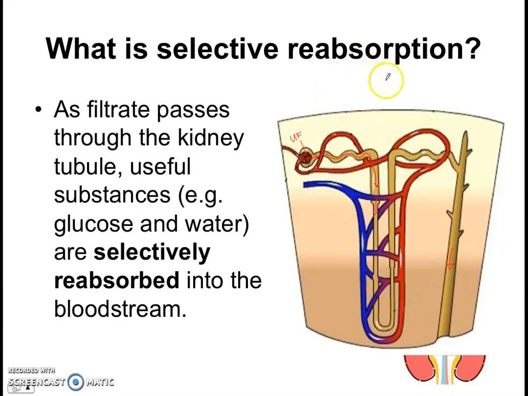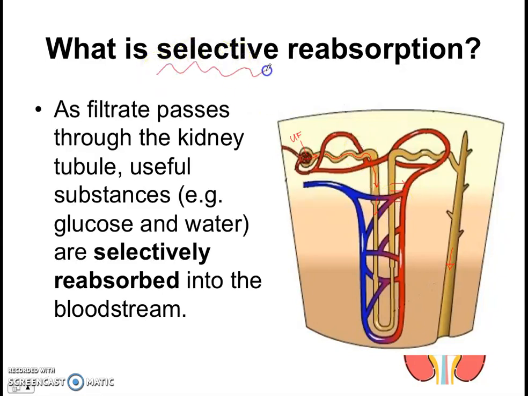So what is selective reabsorption? It is what happens as the filtrate passes through the kidney tubule. As the filtrate passes through the tubule, useful substances like glucose and water will be selectively reabsorbed back into the bloodstream. Now, as you can see, the kidney tubule is surrounded by blood vessels, capillaries. So there will be an exchange of substances, and substances will move from the kidney tubule back into the capillaries which surround it. And this is the process of selective reabsorption.